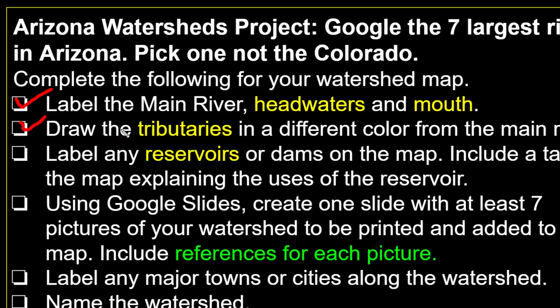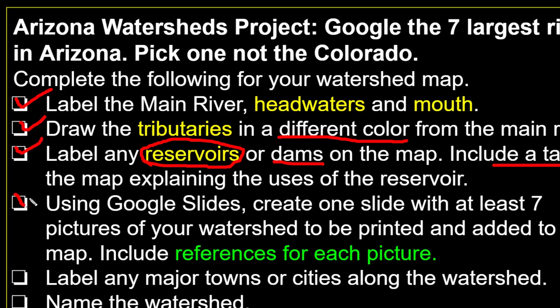Draw the tributaries. Those are the smaller rivers that flow into the big river, and make sure they're a different color from the main river. Label any reservoirs. Those are artificial lakes or dams on the map, and include a tag for the map explaining the uses of the reservoirs.